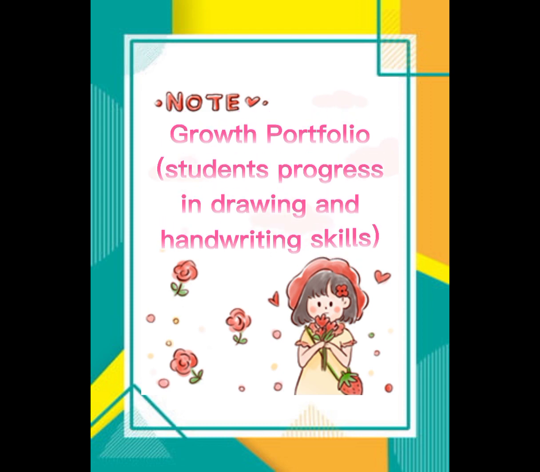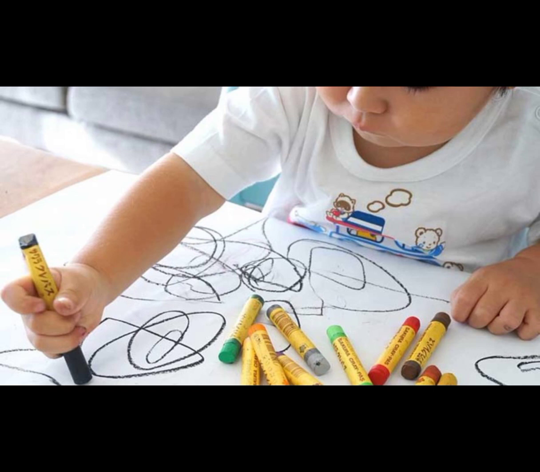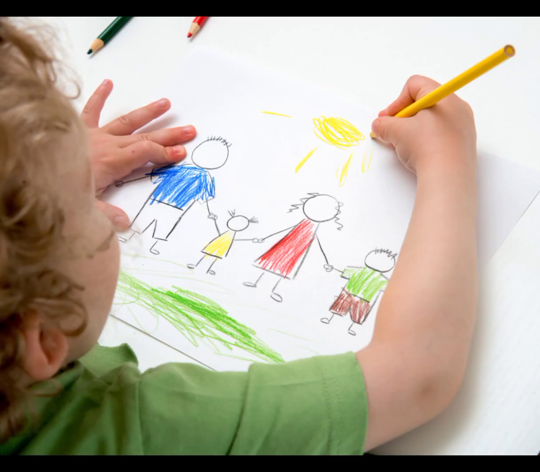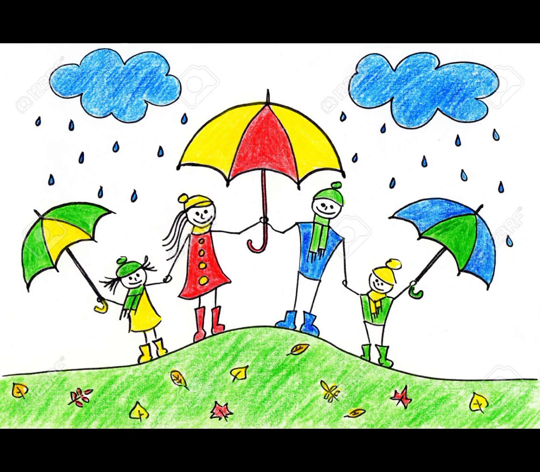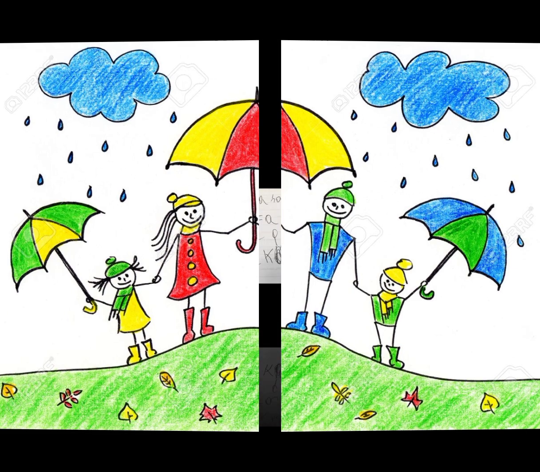And the second one is for growth portfolio. At the beginning of the class, you can observe that a child starts to draw through lines, and later on, they know how to draw shapes. Through a continuous guide from a teacher, you can observe that a child learns how to draw another form. And at the end of the school year, you can observe that the drawing skills of a student has progressed.